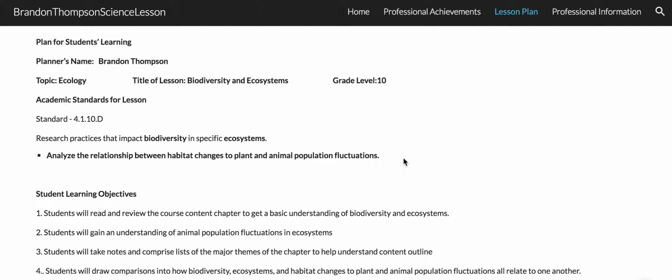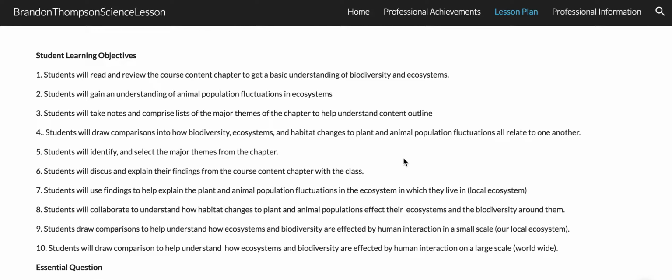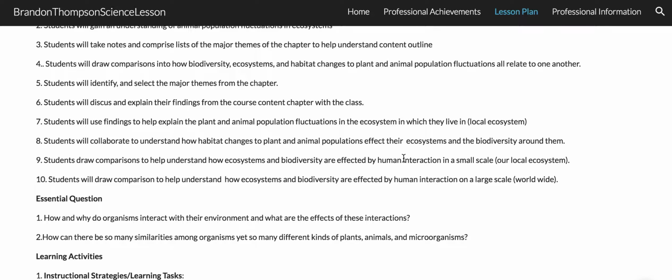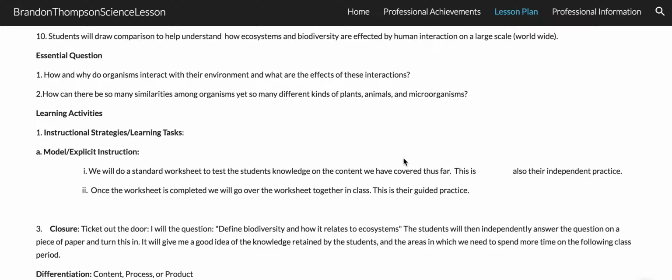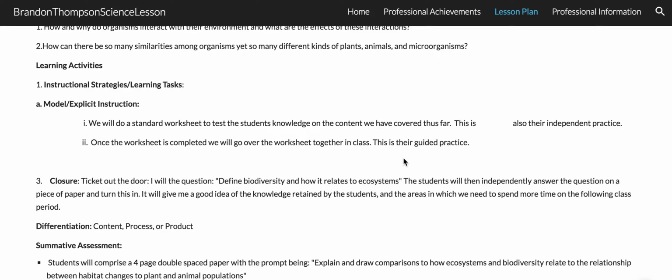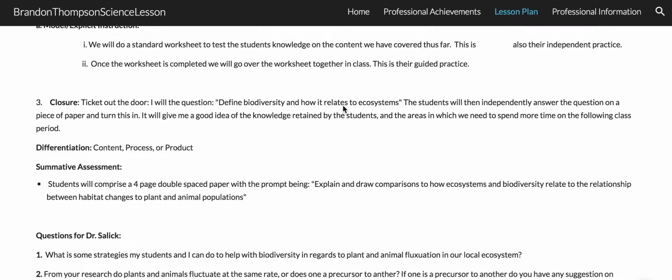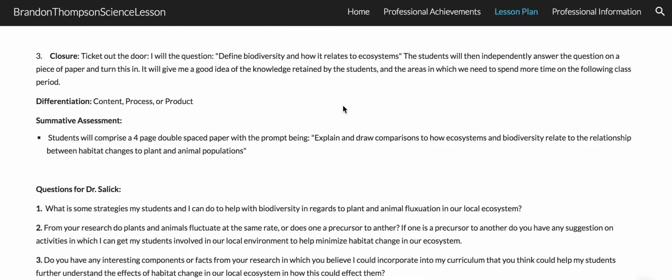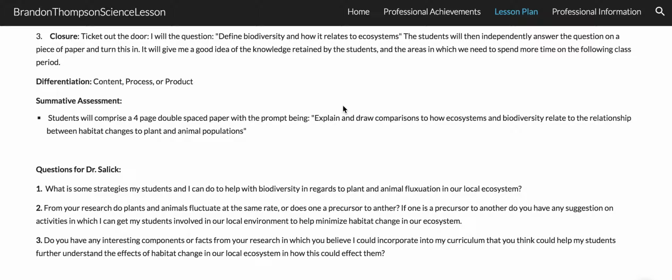For time's sake, I'm not going to get too in depth with all this, but as you can see right here, I have my student learning objectives, and the essential questions which I'm going to expect the students to be able to answer once they've completed this unit or throughout the unit. Learning activities, so it'll be a worksheet, which will be their independent practice. We'll go over the worksheet for their guided practice. Closure, we'll do a ticket in the door, ticket out the door kind of thing.